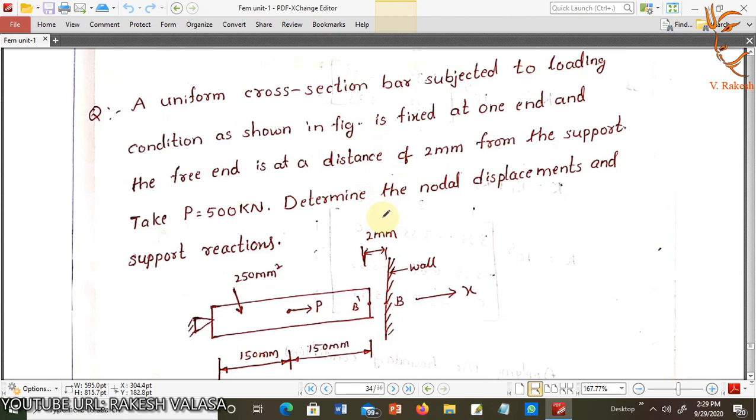In this session, I am going to explain one problem in stepped bar element. Let us see the problem. A uniform cross-section bar subjected to loading condition as shown in figure is fixed at one end and the free end at a distance of 2 mm from the support. Take P equals 500 kilonewtons. Determine the nodal displacements and support reactions.